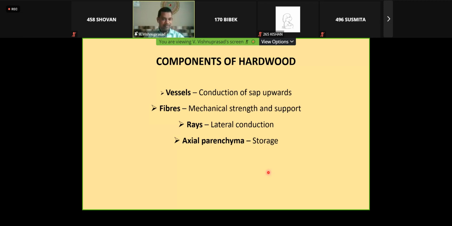But you can make out the difference in the range. Then it is called semi-ring porous. So that's how you can understand the difference between ring porous, diffuse porous, and semi-ring porous. Okay, wood porosity is possible only for hardwood. Okay, coming to the next one.